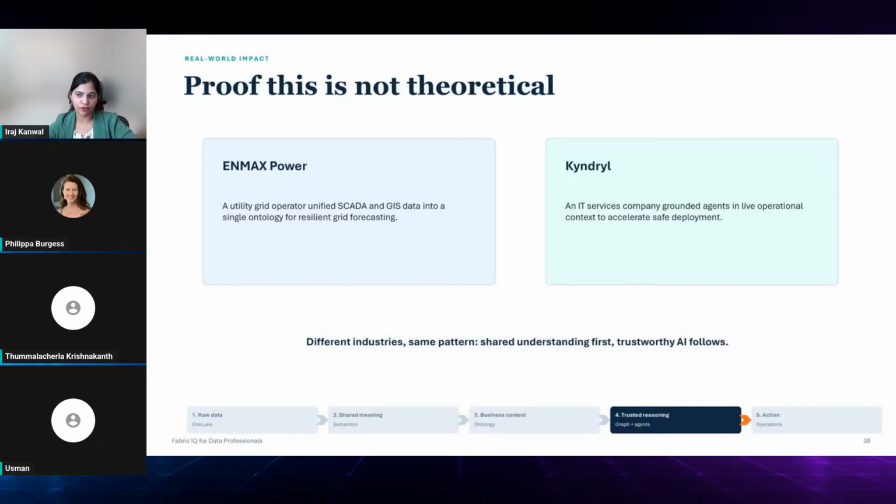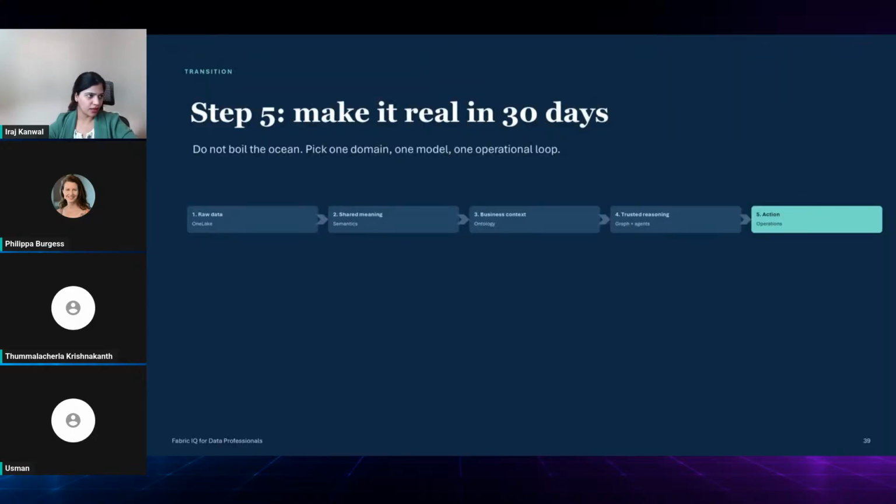It's the pattern to unify access to data, define the shared metrics and model entities, connect the live signals, and govern agent actions. Shared understanding first, and then trustworthy AI follows. And when we talk about how to make it real, we are sharing a roadmap to get started. The goal is not to boil the ocean. The goal is to pick just one domain, one model, and make one operational loop, so you have a better understanding of how it works.